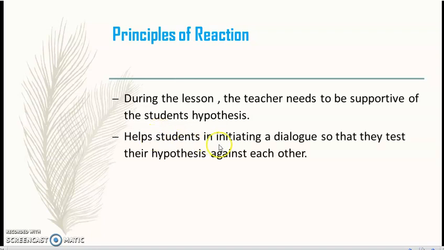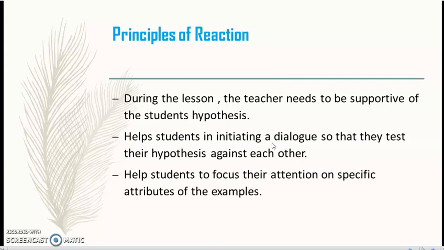Help students initiate a dialogue so that they test their hypotheses against each other. So you need to encourage or motivate them to ask questions or increase the interaction among peers, or between the teacher and the student, so that they can test the hypothesis and check whether the hypothesis which they have stated can be accepted or rejected.